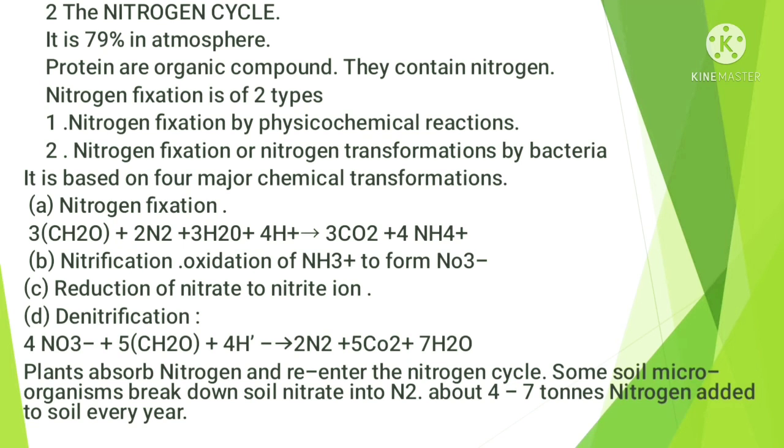Then recycling of N2, that is nitrogen, to the atmosphere takes place. Whatever nitrogen is there, it again goes to the atmosphere and the recycling process is carried out. Man is responsible for this natural cycle industrially by fixing nitrogen, and plants absorb nitrogen and again re-enter the nitrogen cycle. So we know this cycle very well.